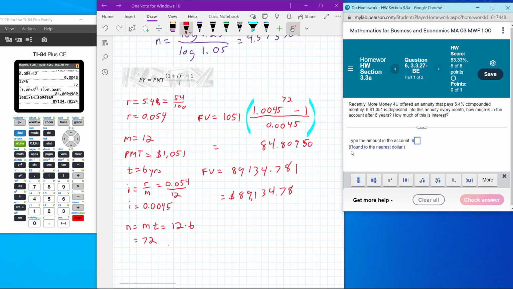Oh, and we were asked to round to the nearest dollar. I did not see that. So if we're going to round to the nearest dollar, we want to look at the decimal place right here. That is a 7, so we are going to round up, and this will round to 89,135.